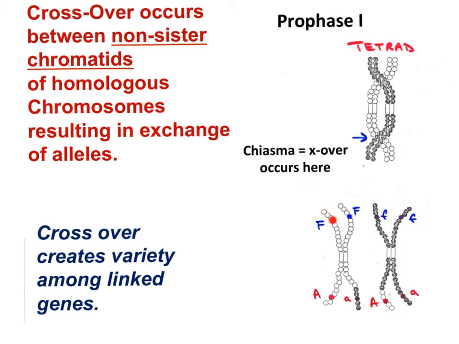1, allele capital F with allele capital A. Capital F with allele lowercase a. Allele lowercase f with capital A. And lowercase f with allele lowercase a. Each of the 4 chromatids will end up in a different gamete. Without crossover, there would only be 2 different gamete types, not 4.